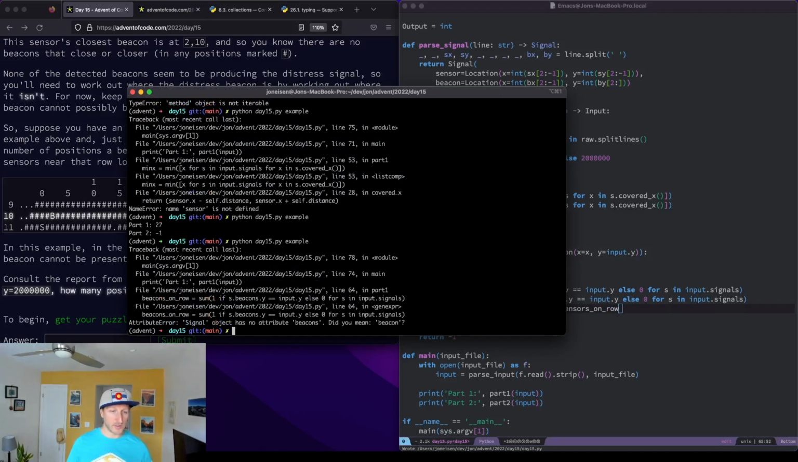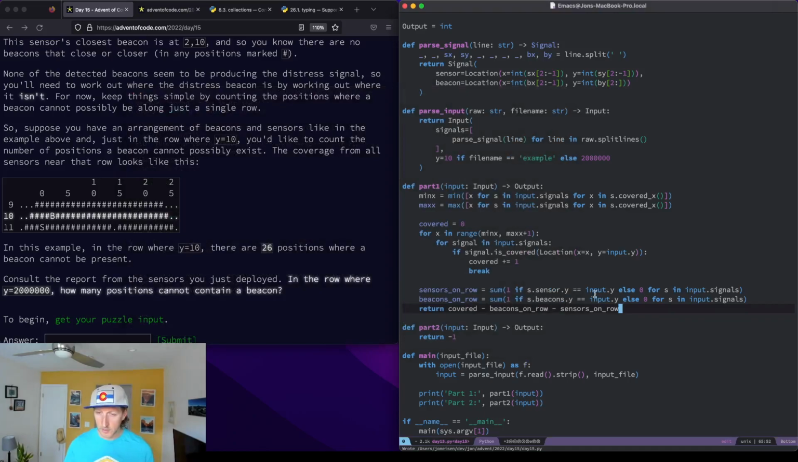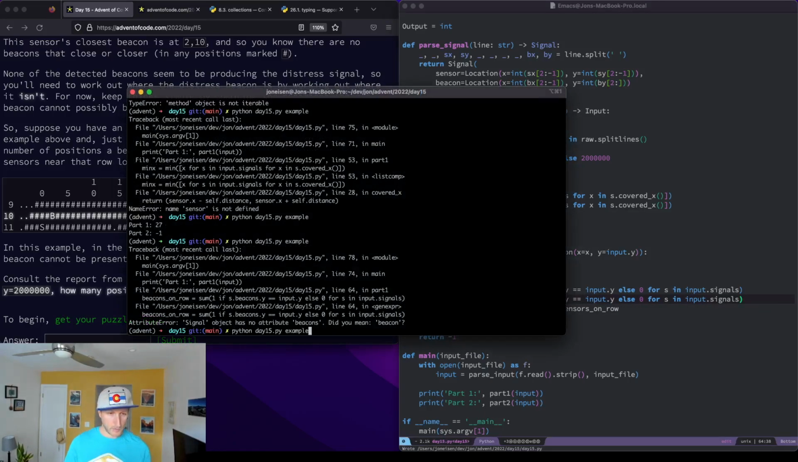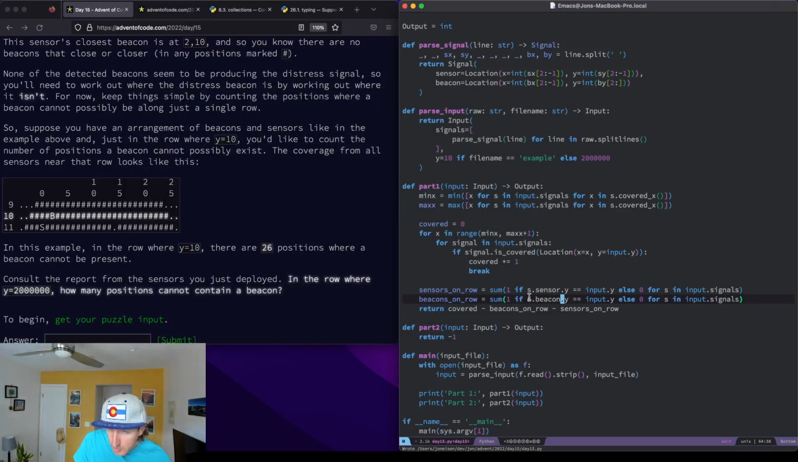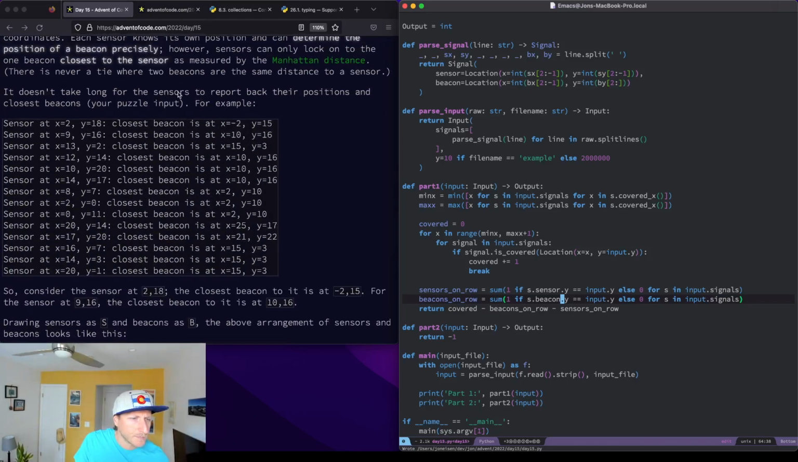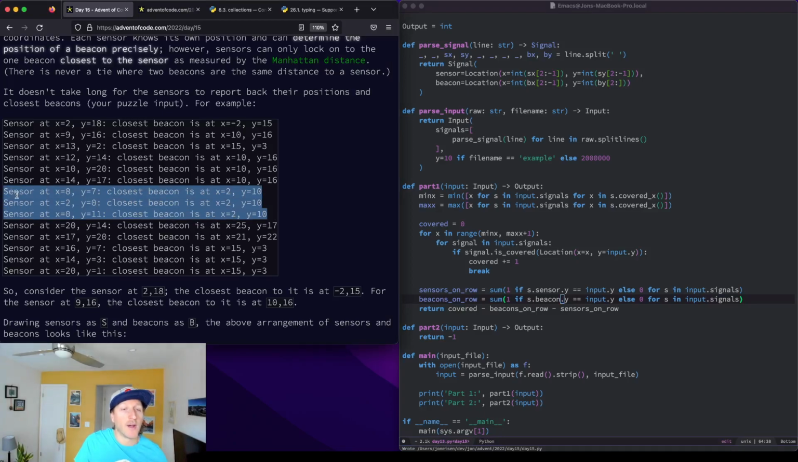And this will give us 26 for the example. Now it's giving us 24. Wait. Let's look at the example. We're looking at y equals 10. There are 3 beacons at y equals 10, but they're the same beacon. All right, okay, all right.